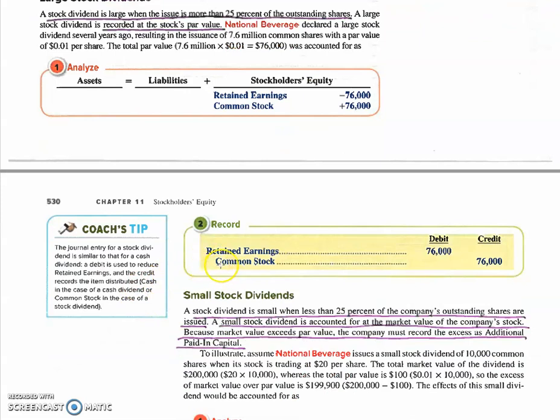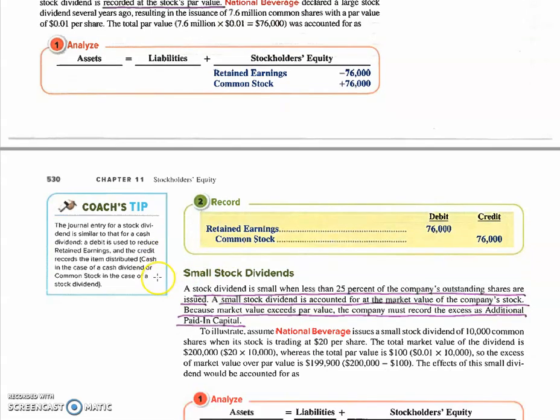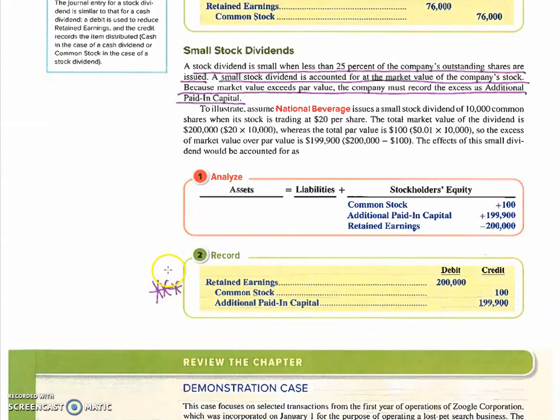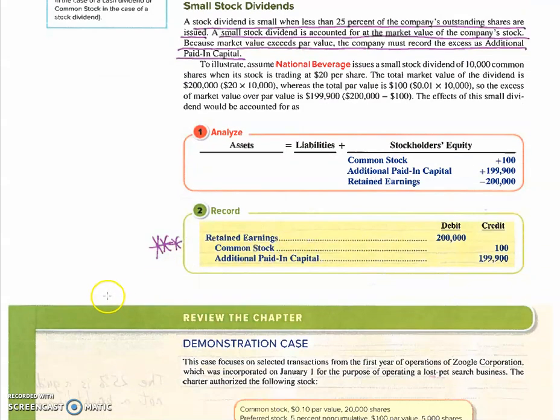Usually you go through common stock distributable, so you debit dividends, credit common stock distributable, then you debit common stock distributable and credit common stock when you issue it. And then in a closing entry, you close stock dividends to retained earnings. They've just kind of cut out all that. And down here, small stock dividends are accounted for at market price, so there's usually some additional paid-in capital involved.